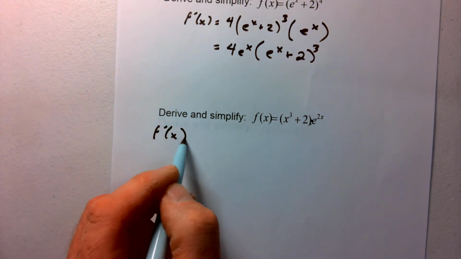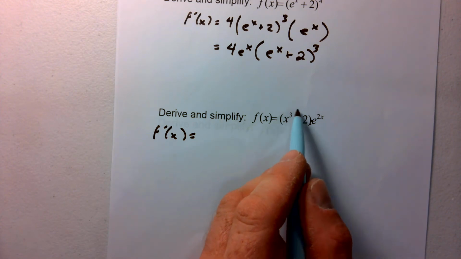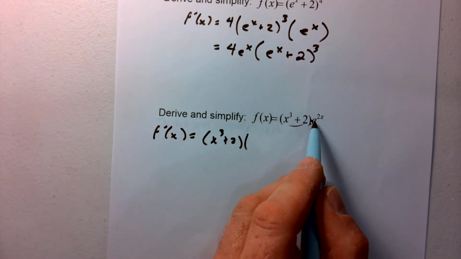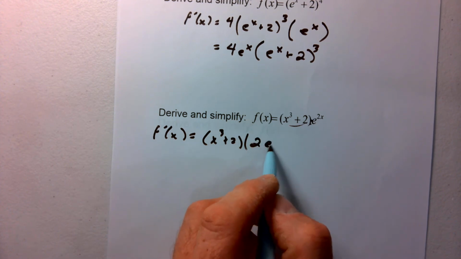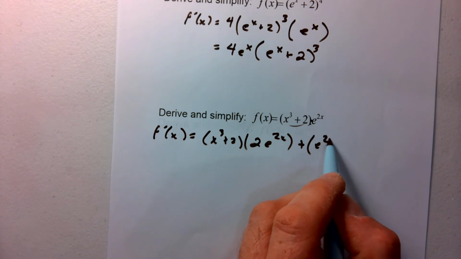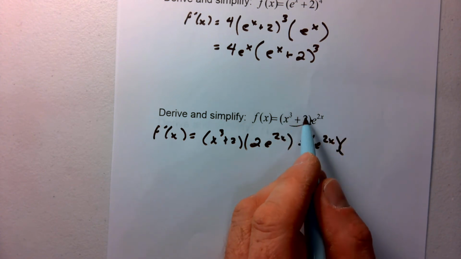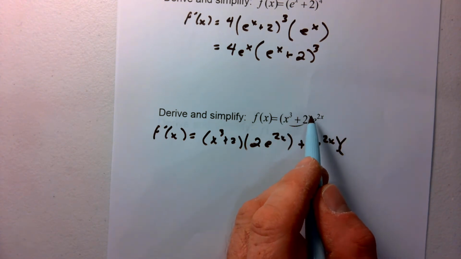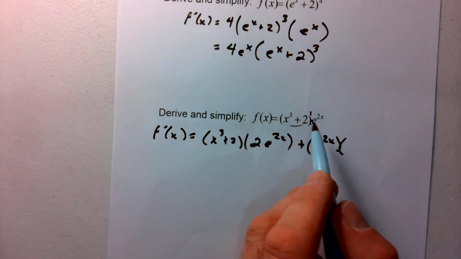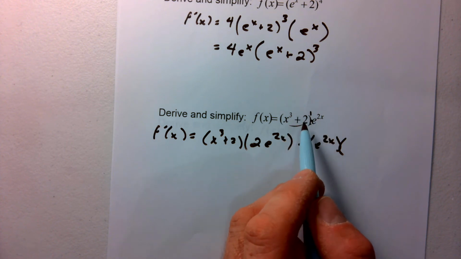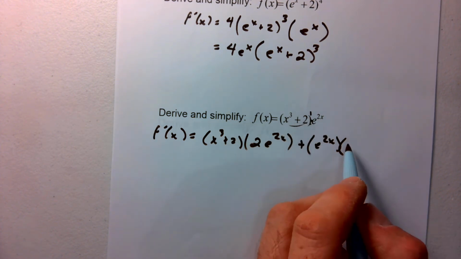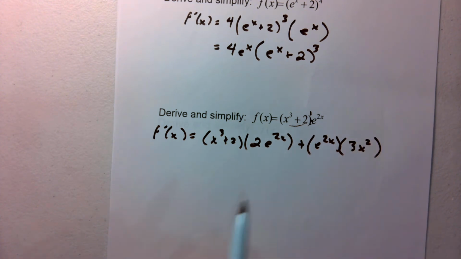So to find the derivative here, we're going to take our first, which is x to the third plus 2, and then derivative of e to the 2x, which is going to be 2e to the 2x. And to that we're going to add our e to the 2x times the derivative of x to the third plus 2. Again, recall we don't have an exponent here. It's understood to be 1, so we don't have to do the chain rule. So we just have to find the derivative of that x to the third plus 2, which is 3x squared.